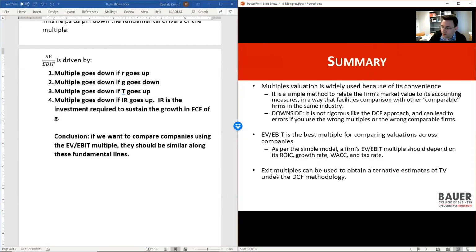And finally, we introduce something called exit multiples. This is an alternative way to get a terminal value. And it's a good way to kind of check your work a bit. Do it a couple different ways. Make sure that your answers are reasonable and kind of fall in line with what the market values are showing. If you use the market values in the comparables, hopefully that lines up with what you would be getting in your more standard DCF valuation.